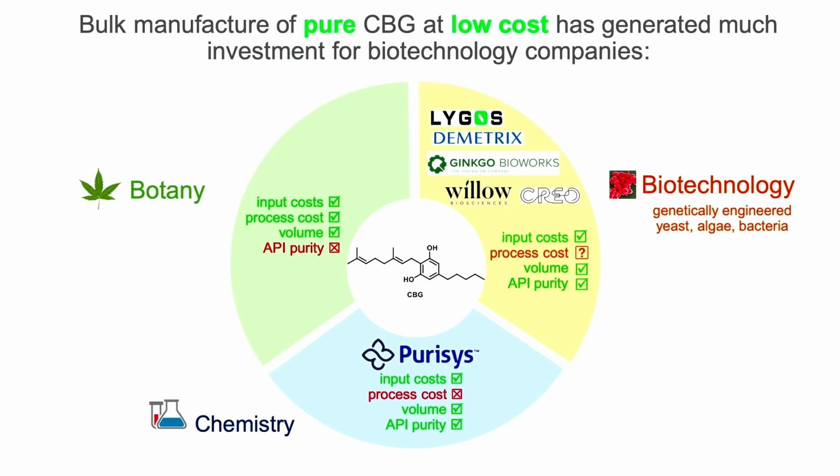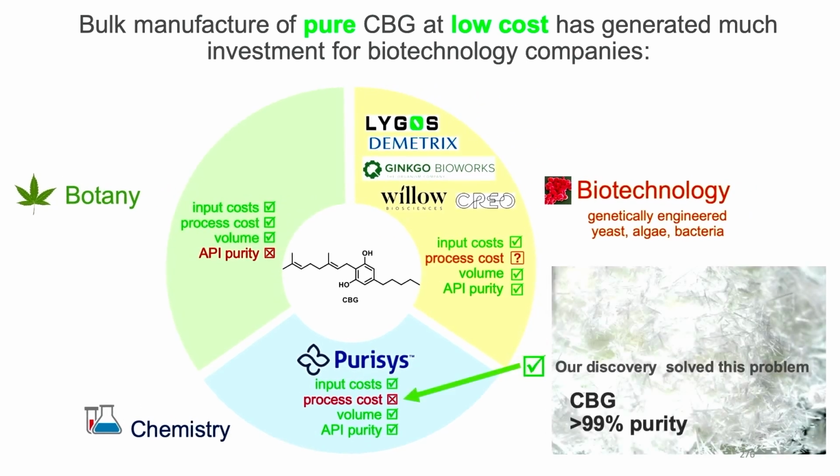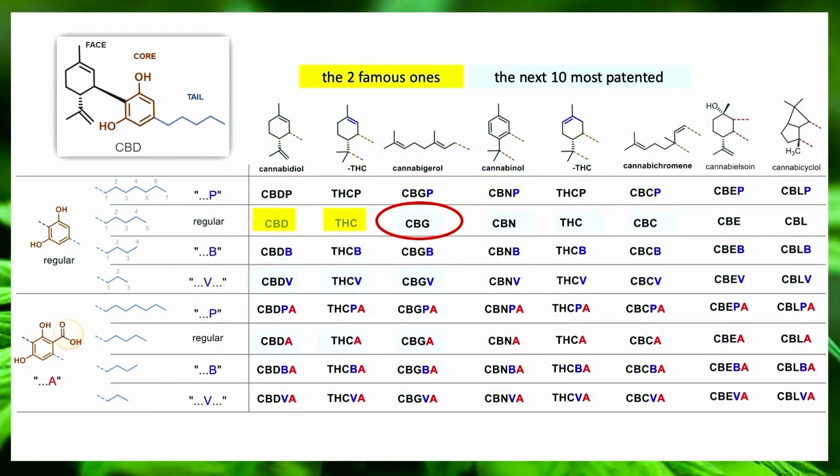Is a problem. So the botanical CBG is not pure enough. The next technology is this biotechnology where you take the plant genes and you put them in yeast. In that case, it's a little too pricey. It has not proven to be competitive from a cost perspective. And chemistry was too expensive because of that selectivity problem that I mentioned. And that's an oversimplification, but it is true that that was the problem that needed to be fixed in order to make the chemistry cost competitive. And so our technology is able to make pure CBG.